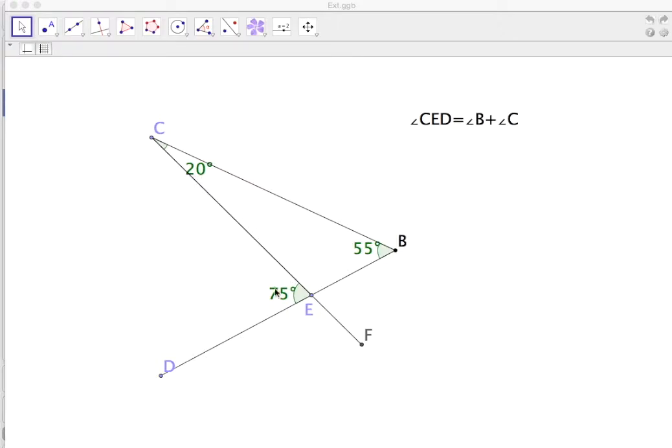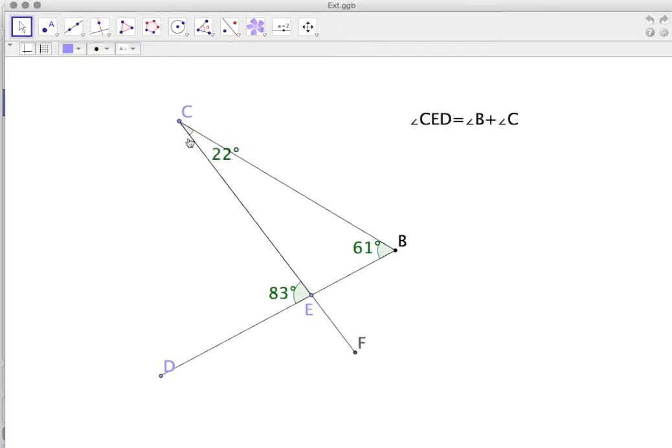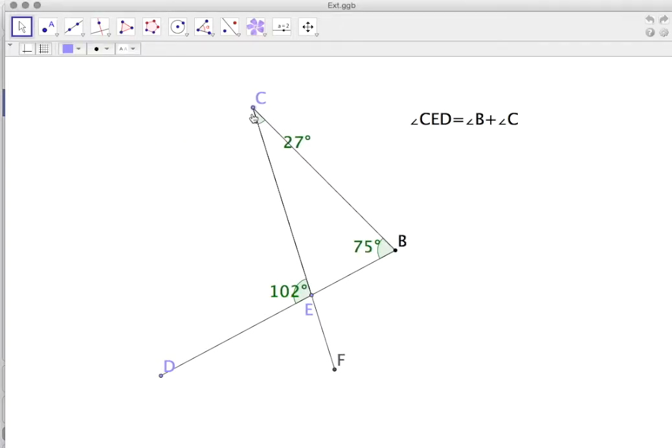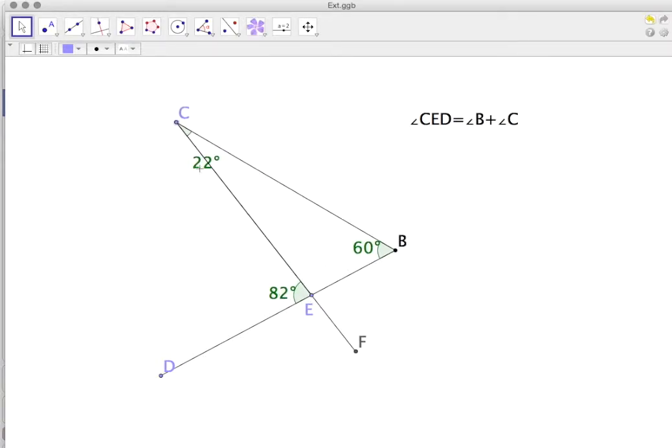Taking a look at a triangle with an exterior angle. One fact that you may remember from the fall is that the exterior angle will always be equal to the two remote interior angles added together. So 55 and 20 make 75. And that'll be true no matter how I take this triangle here and change it. So if I have a 27-degree angle here and a 75-degree angle here, 75 and 27 add together to make 102. So what's going on and why is it always true?